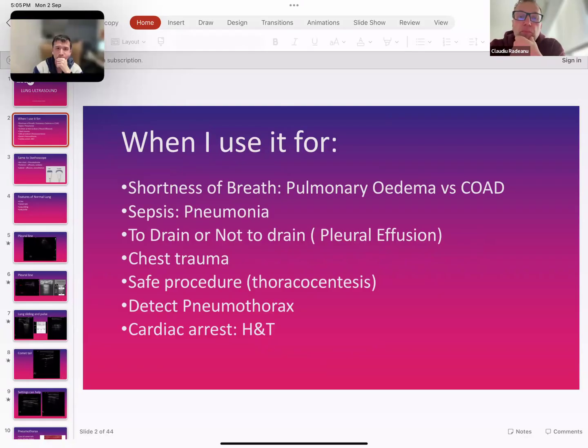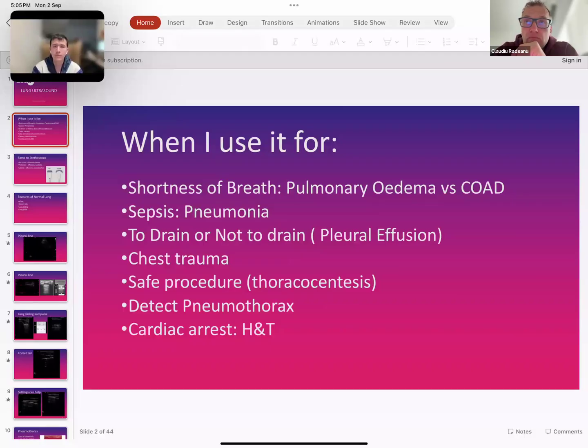Okay, so when do I use ultrasound? Primarily for shortness of breath. Shortness of breath is a big umbrella, and it can be a cardiac cause, or let's say a respiratory cause. Is it pulmonary edema, or is it COPD? And definitely the ultrasound can help you with that. It helps me in sepsis, for example, when I have someone in sepsis or septic shock, it helps me at the bedside to diagnose that pneumonia is the culprit, apart from the history taken. Helps me diagnose pleural effusion.